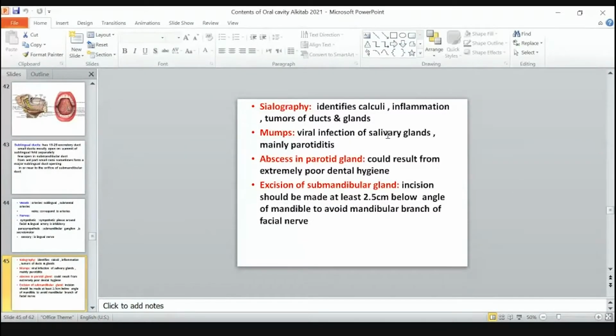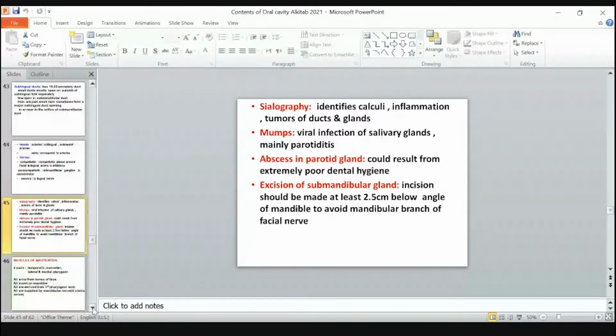So this is for the major salivary glands, and we said that the oral cavity contains, in addition to these salivary glands, the minor salivary glands, which are minute glands, and they open by separate openings into the mucosa of the oral cavity. Now we have finished with the contents of the oral cavity. We said that it contains the tongue and the salivary glands.